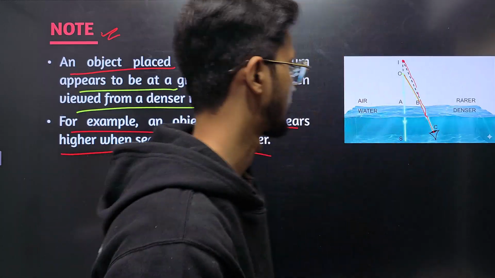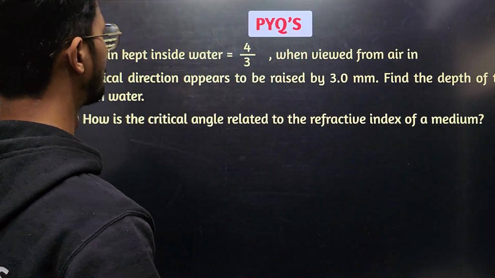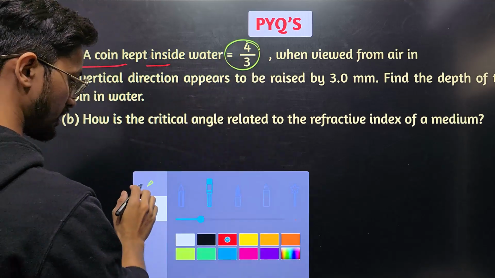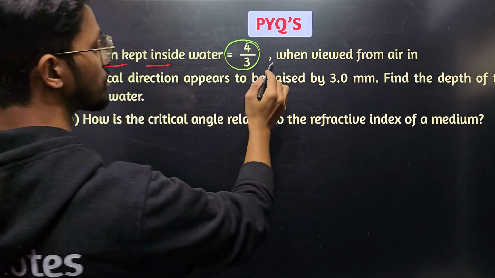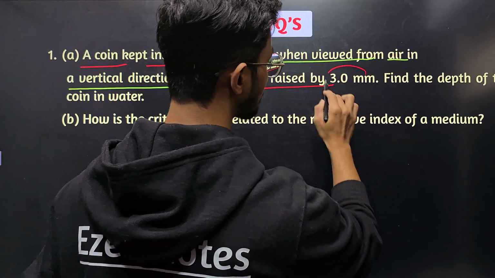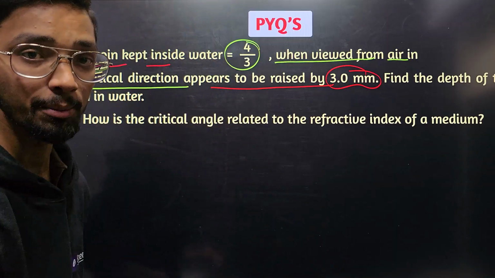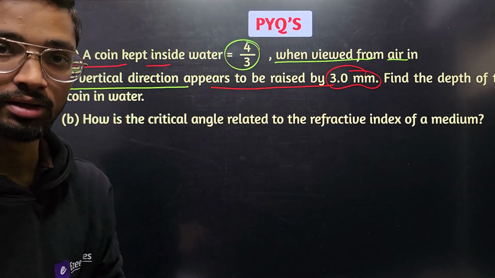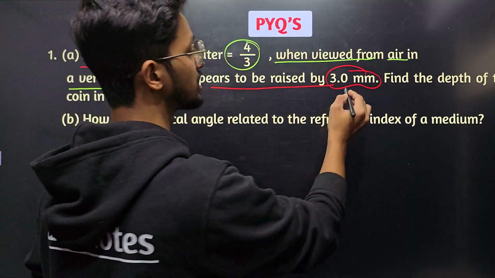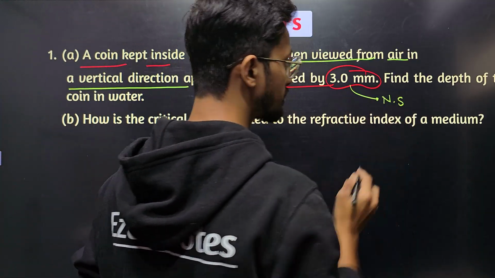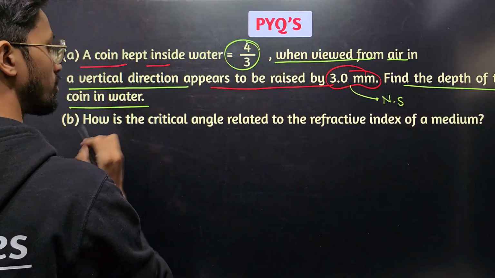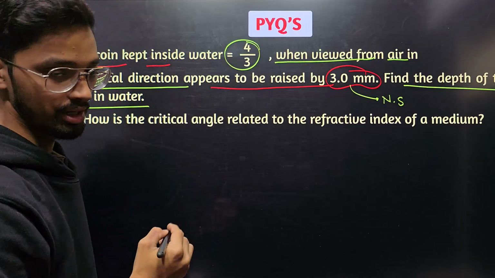Okay, next, some numericals. A coin kept inside water whose refractive index is 4/3, when viewed from air in a vertical direction, appears to be raised by 3 millimeter. By 3 millimeter means this is the normal shift, shifted by 3 millimeter, right? Find the depth of the coin in water. Okay, let's find the depth.